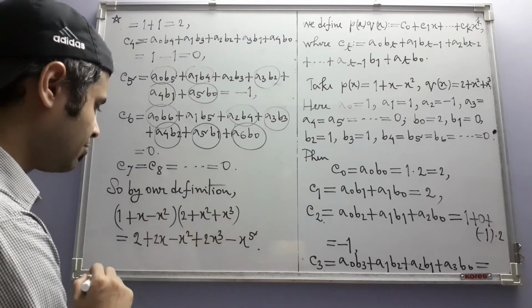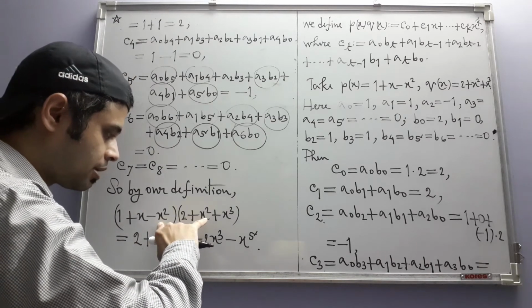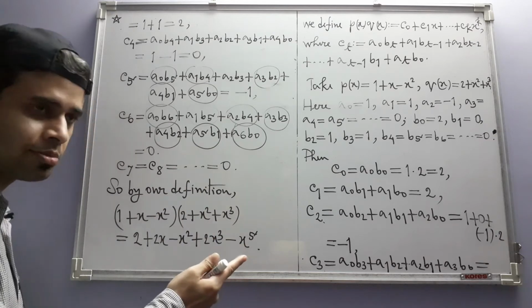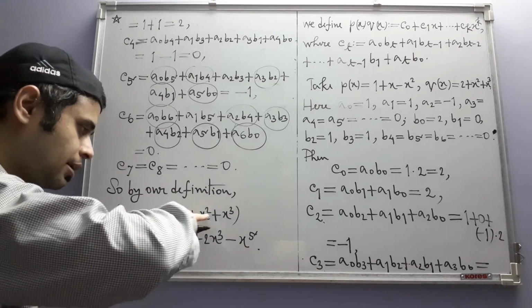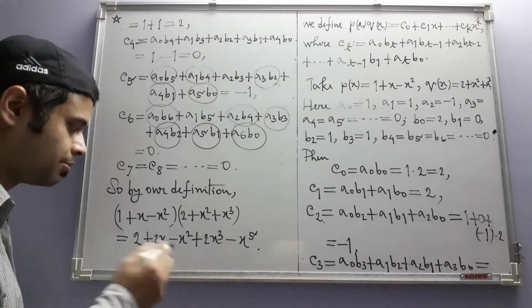And we won't have x to the power 4, because minus x square times x square is minus x to the power 4, and x times x cube is plus x to the power 4, so they cancel out, so there is no x to the power 4.